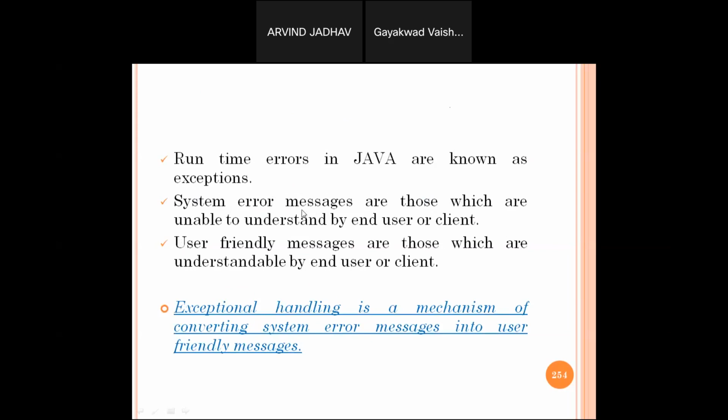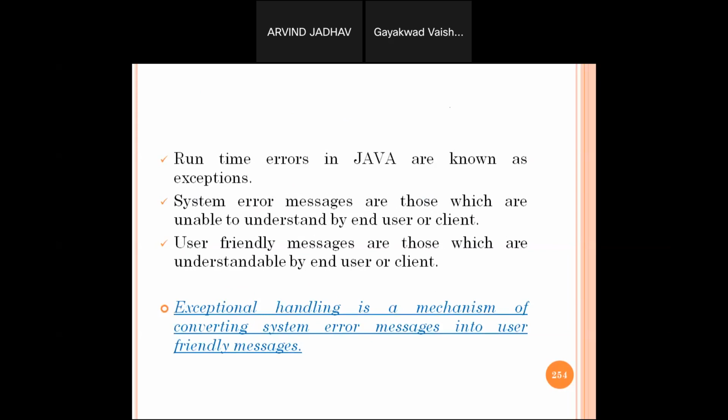System error messages are those which are unable to be understood by the end user or the client. Okay, make a note of that. What is a system error? See, what is an exception and what is exception handling? We'll discuss that. Don't worry about it.